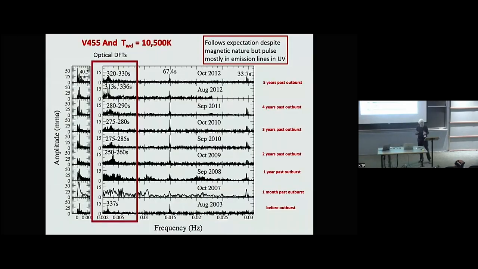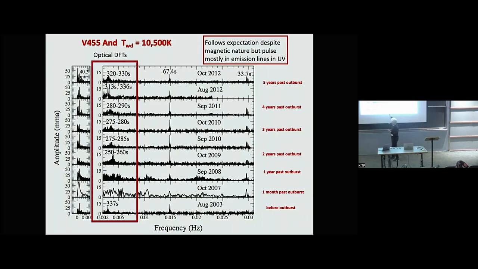Okay, so I'm going to show you the 3 examples that we've followed enough. First one is V455 And. This is the one that is an IP, so the power spectrum is a little complicated. This is the spin, because an IP shows the white dwarf spin. That's here, so ignore that. This is the pulsation here.